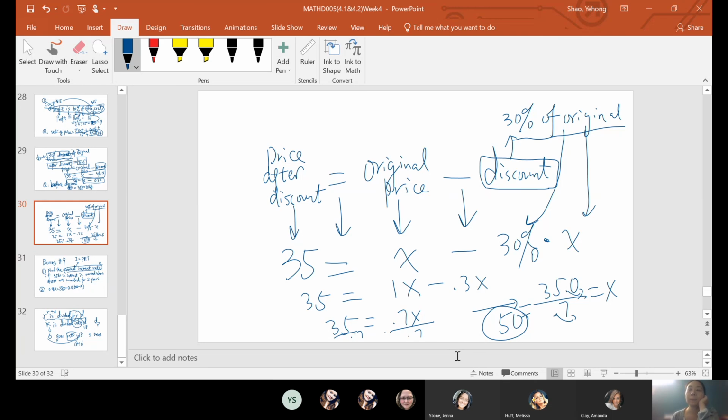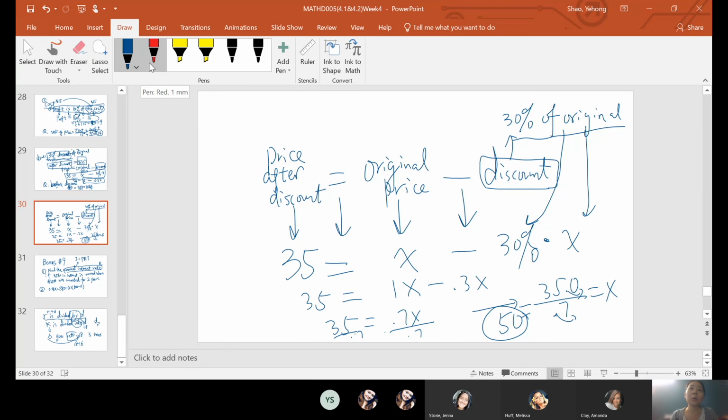Pretty much what I'm saying is, in my head, I know that the original is just the discounted price divided by 70%. Is that right? Subtract the discount from 100 and divide the discounted price by that difference. Yes, if that makes any sense. So is it okay to do it without variables? Yes, it is okay to do that.